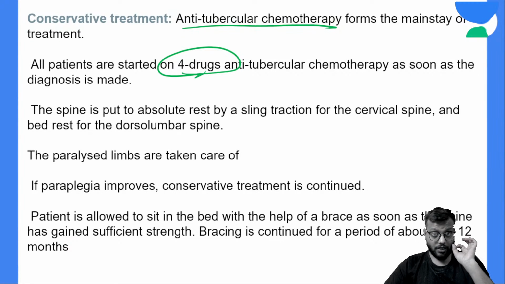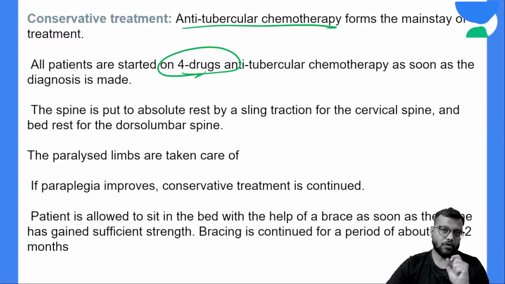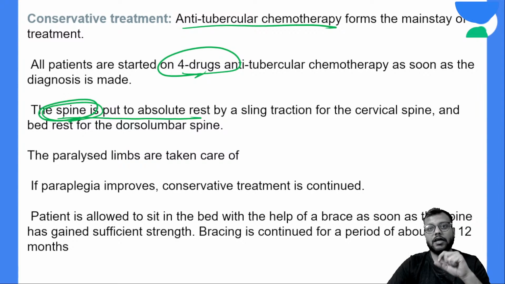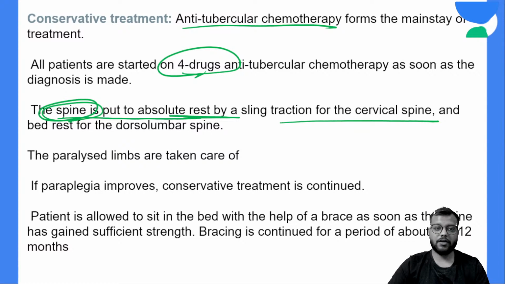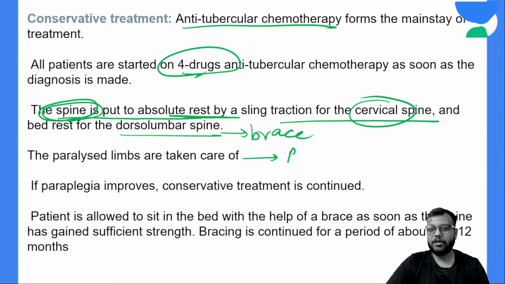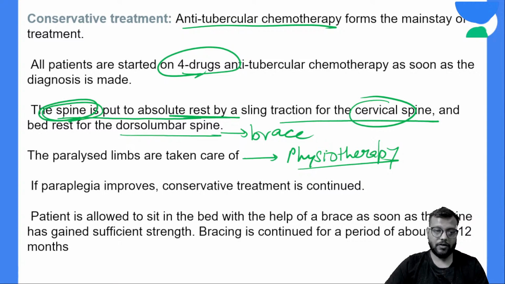Now other than this, what you have to do in case of non-operative management, you have to stabilize the spine, you have to do the prophylaxis so that there is no pathological fracture or disc herniation by the absolute rest, or keeping the cervical spine if it is affected in traction, or dorsolumbar spine के लिए you have the brace. And if there is paralysis, you have to take care of it. There should be physiotherapy. Okay, there should be passive stretching etc. Okay, and if it improves paraplegia, conservative management.